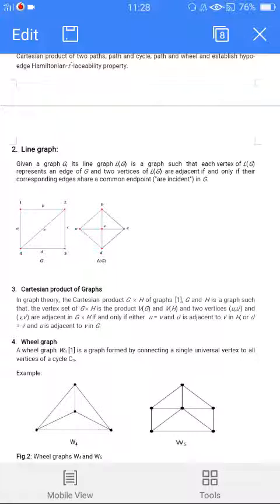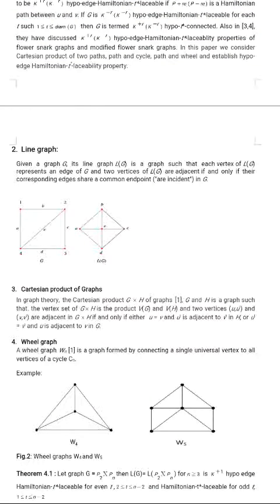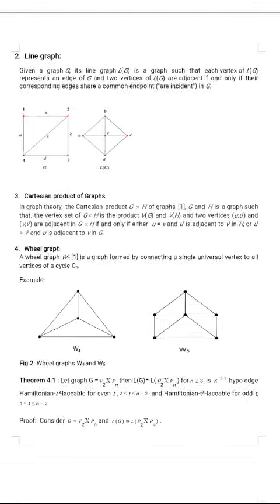Two vertices (U, U dash) and (V, V dash) are adjacent in G cross H if and only if either U is equal to V and U dash is adjacent to V dash in H, or U dash is equal to V dash and U is adjacent to V in G.